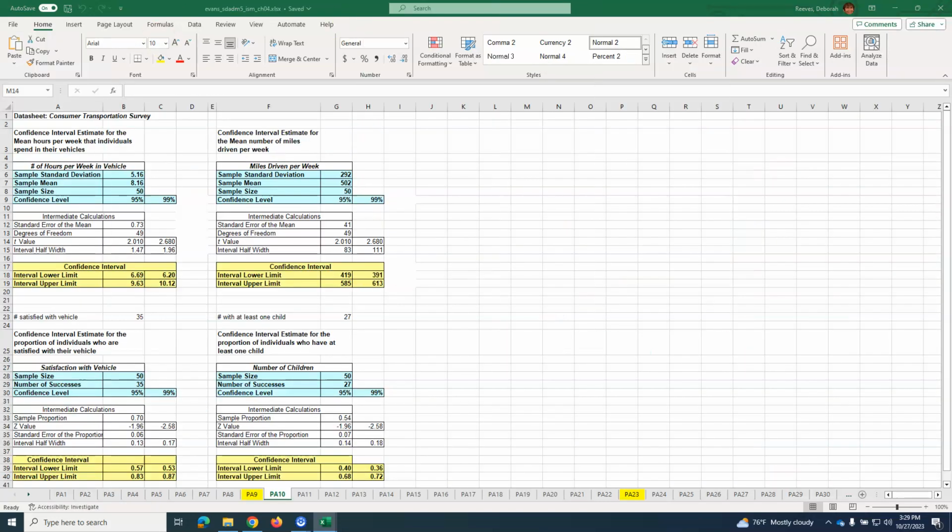So let me move that over. Okay, so you're being asked to use the worksheet to develop 95 and 99 confidence intervals for the following. First, the mean hours that individuals spend in their vehicles. Then the average number of miles driven per week, which would be here. The proportion of individuals who are satisfied with their vehicles, down here. And the proportion of individuals who have at least one child, right here.